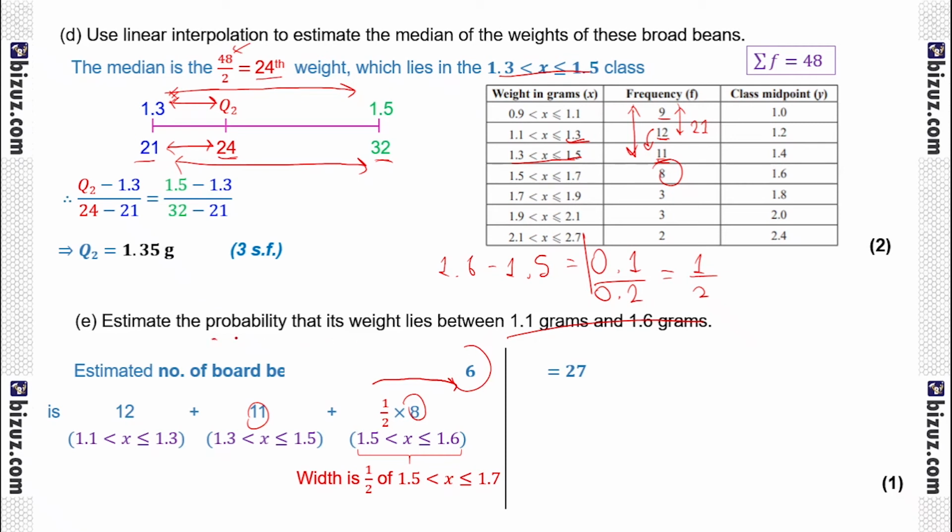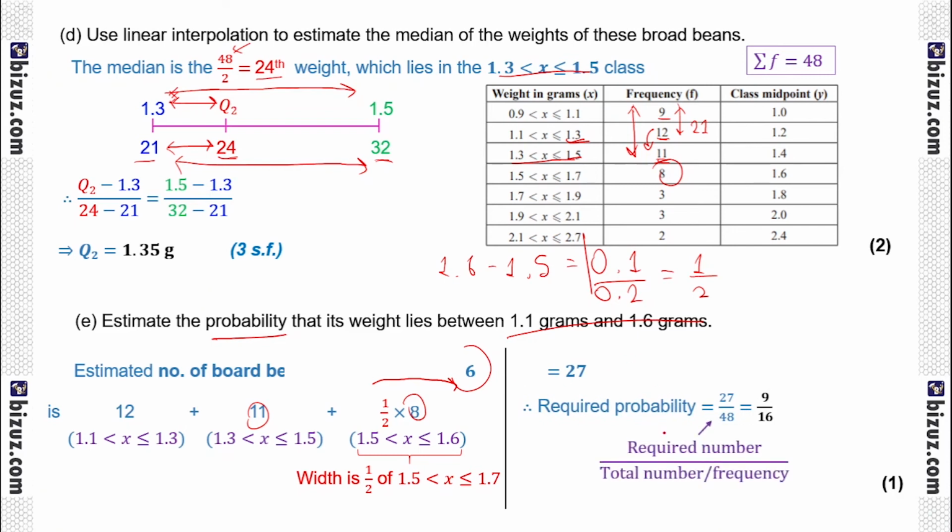We need to find the probability. The required probability is going to be, as we know, the required number of items, the broad beans in this range, divided by the number of total items, or frequency. That's how probability works. So that's basically what we're doing here. 27 is your required number of items.